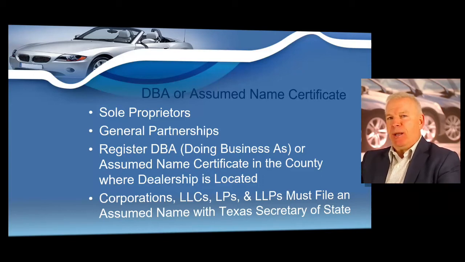Sole proprietorship. A sole proprietor is a single person operating a business without formal business organization. General partnership. A general partnership is a business organization when two or more persons start a business for profit. If the partnership is conducted under an assumed name, and that's a name other than the proper name of the individuals, then an assumed name certificate should be filed with the office of the county clerk in the county where the business premises is maintained.